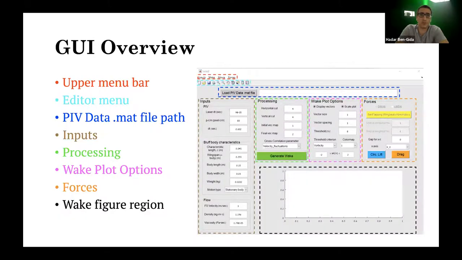And this is the GUI itself. So the getWake GUI is basically your way to just do whatever I just said in terms of reconstructing the wake signature and then use it to estimate the forces. So now let's just shift to the MATLAB demonstration.